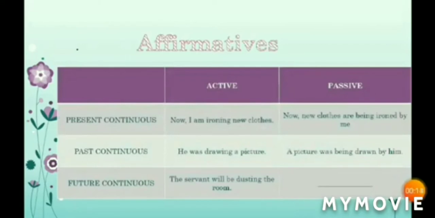Present continuous, active voice: now I am ironing new clothes. Passive voice: now new clothes are being ironed by me. Past continuous: he was drawing a picture. Passive voice: a picture was being drawn by him.